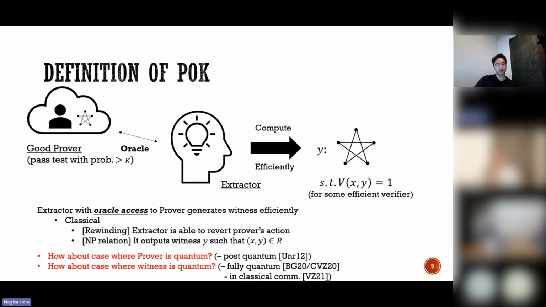But how about if the prover is quantum, like in a post-quantum setting? How about if the witness is a quantum state? First of all, if the prover is quantum, then you cannot rewind the prover state, by the nature of quantum mechanics. And also, if the state is quantum, it's not trivial how we define the relation. How do we assess the quality of the output state of the extractor?